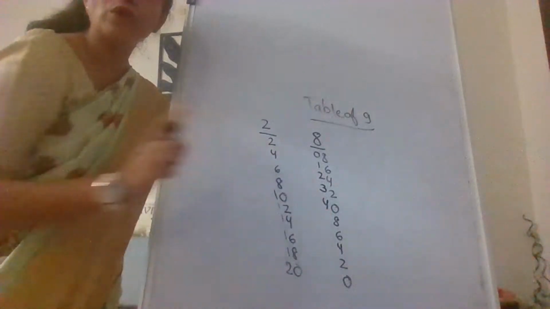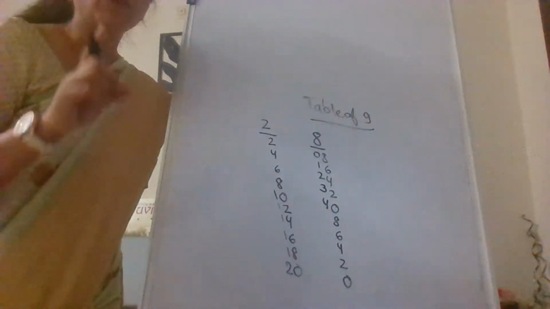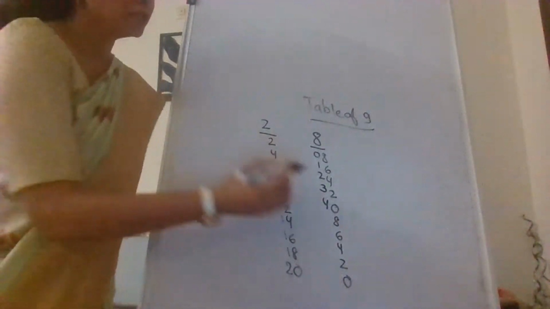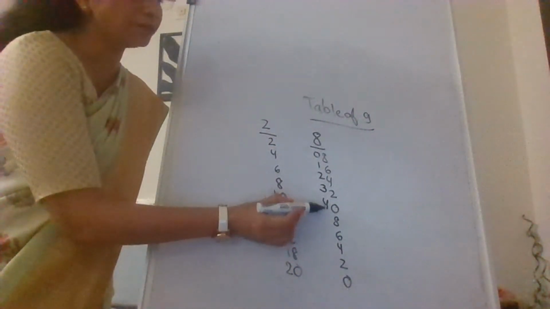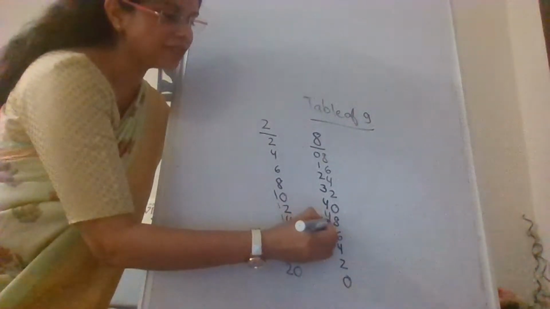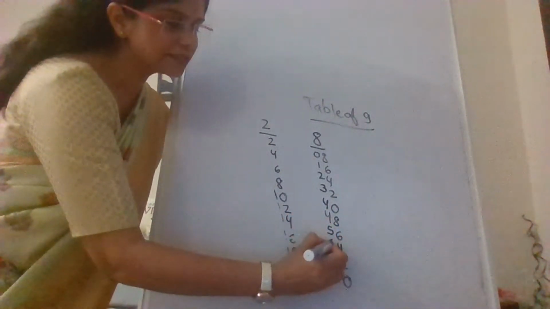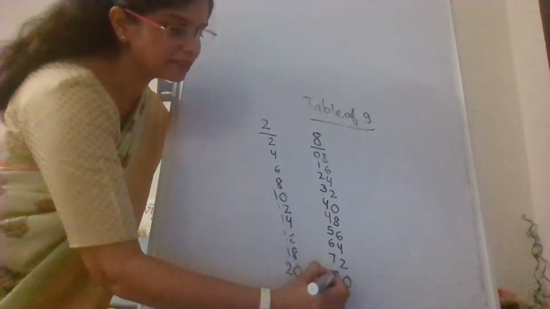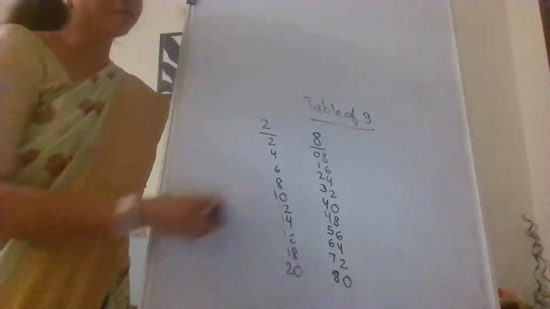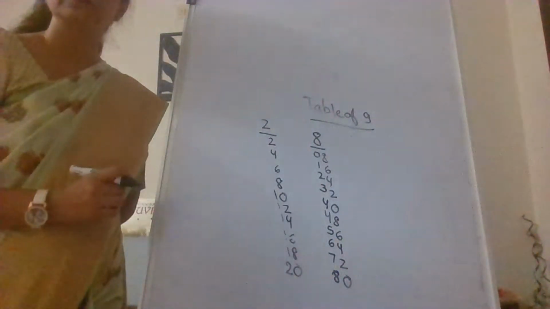As 0 comes, what you have to say? Stop. And why we are saying stop? As we have to repeat the number. Here we have written 4. Just repeat 4. We will write here 4, 5, 6, 7, and 8. This is the table of 8 ready for you.